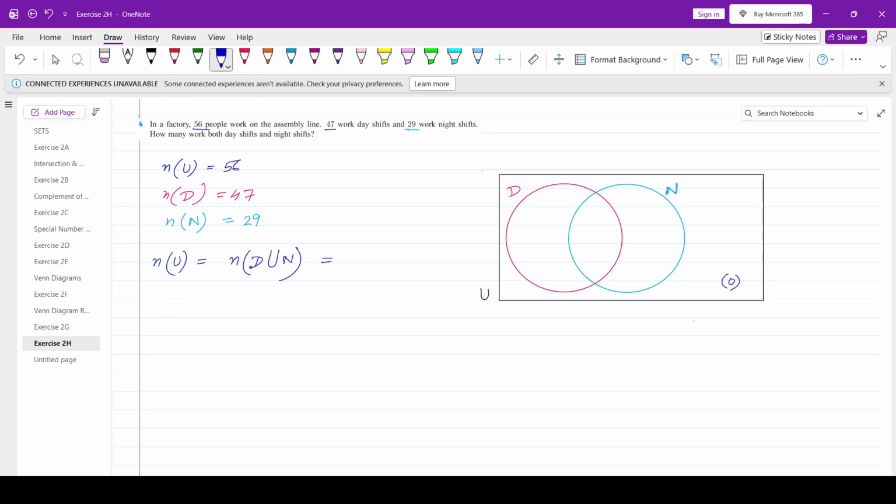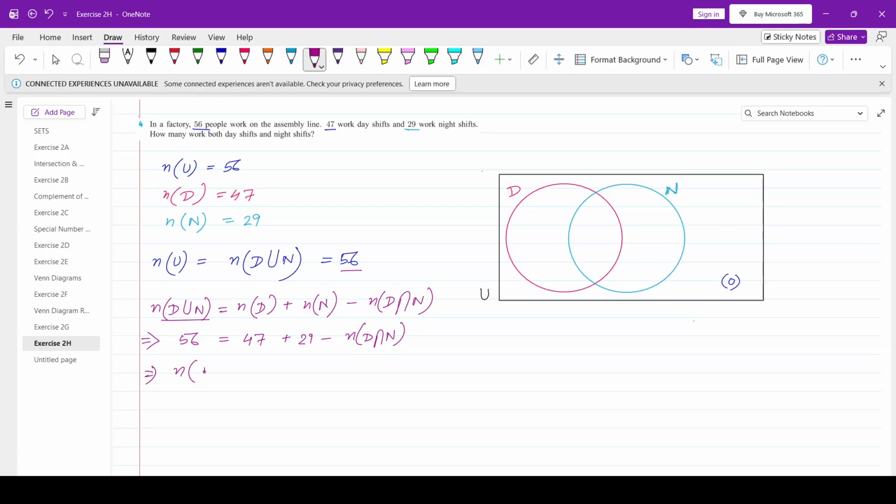So we know this number is 56, and from here if we apply the formula that says the number of elements in day shift union night shift is equal to the number of people in the day shift plus the number of people in the night shift minus the number of people in day intersection night shift. By substituting the values, we get 56, 47, 29 and this intersection part. Now solving this equation, the number of people in the day and night both shifts is going to be 47 plus 29 minus 56. So that is going to be 20. 20 people work both day and night shift. Let's move on to the next question.